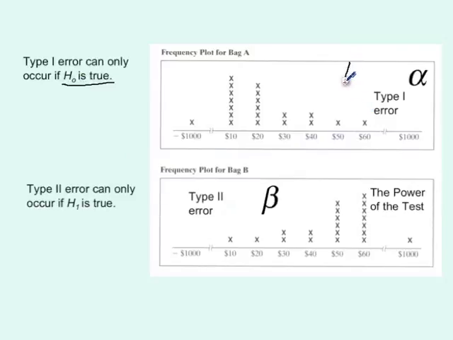Well, let's say I was holding bag A, okay? If I was holding bag A, all right, and I grabbed a $60 voucher, what would I do? Well, I would reject the null hypothesis, wouldn't I? And I would accept that I'm actually holding bag B. So every value $60 up to $1,000 is going to cause me to reject the null hypothesis, okay? So what is the chance of making that error?